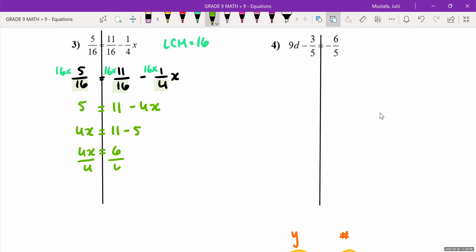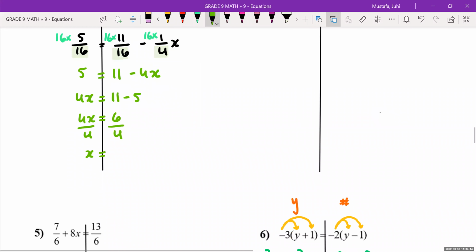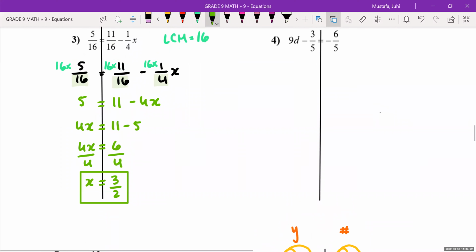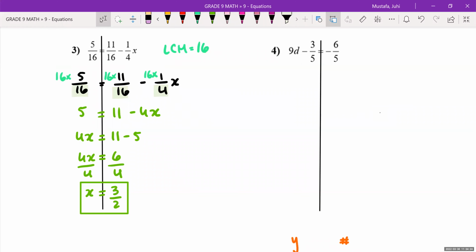Divide both sides. X is going to equal 6 over 4, which reduces to 3 over 2. We can't get a whole number, so it's just going to be 3 over 2. Everyone okay with this? Okay, go ahead and try question 4.